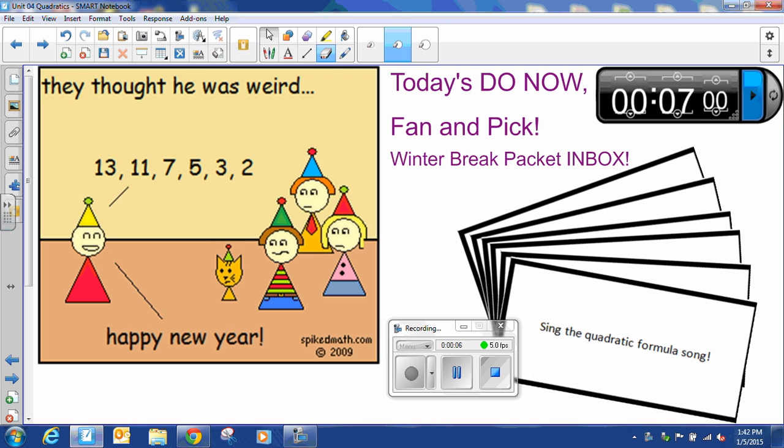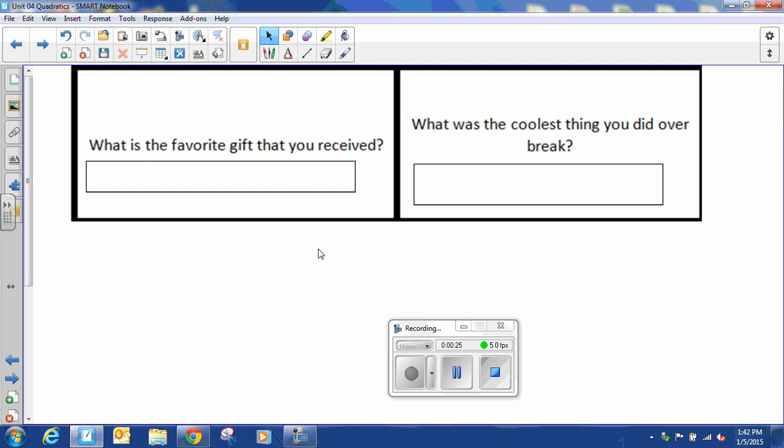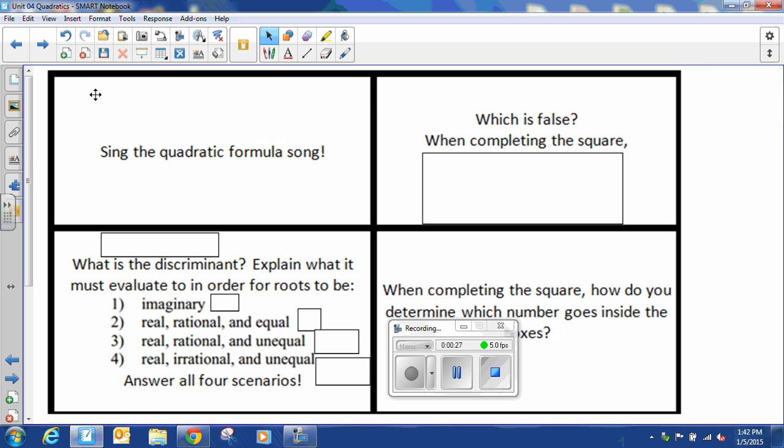Here we're starting off with a comic. They thought he was weird. 13117532. Happy New Year. So if you haven't figured it out yet, or if you want to figure it out, you can pause it now, but I'll tell you that this person is counting down the prime numbers. Okay, so let's jump to the math ones.